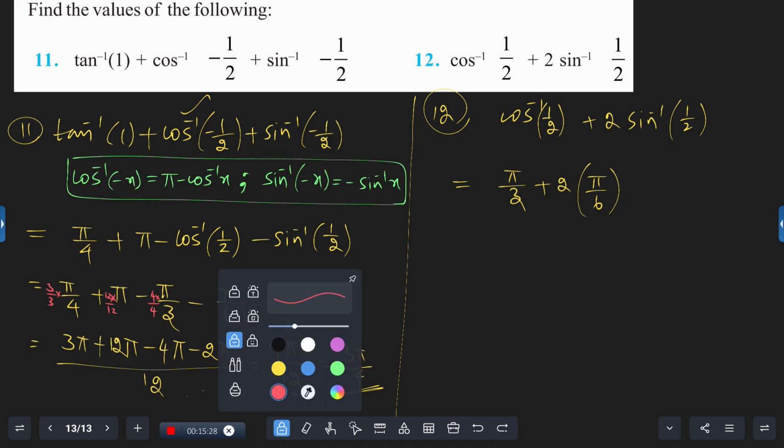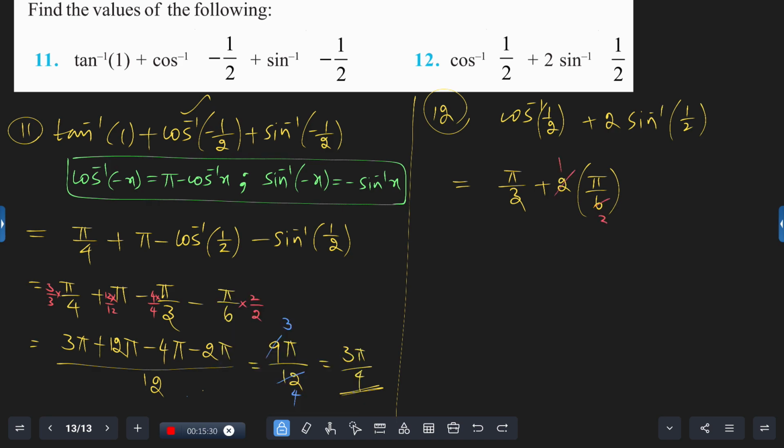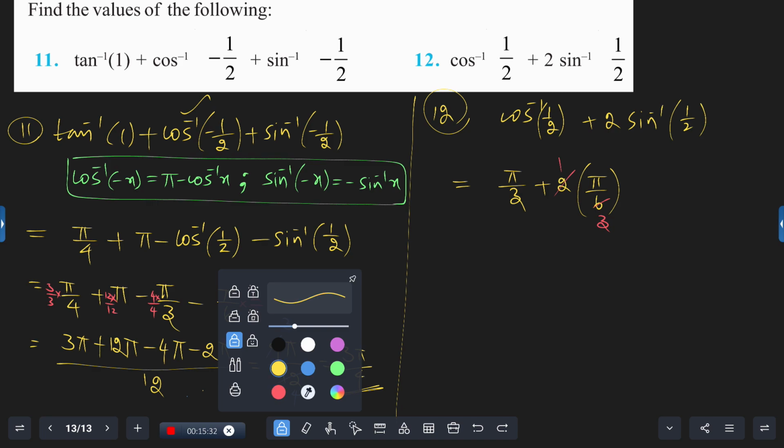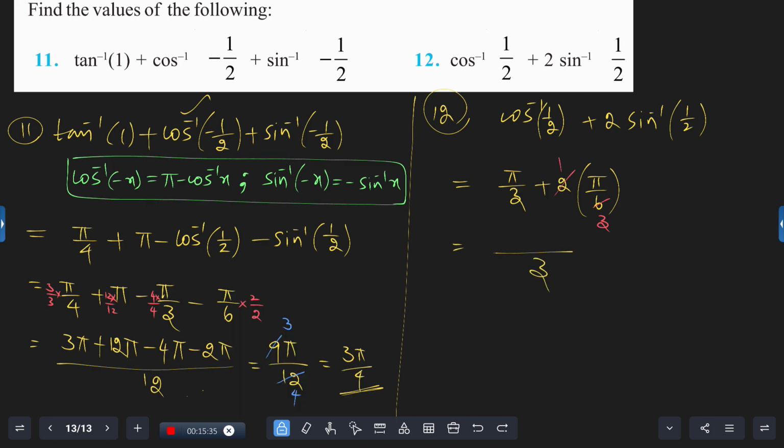Now you can cancel this. 1 2s are how many 2s are? 3 2s are. 1 2s are how many? 3. Now the denominator 3 is the same. Have you noticed it? Denominator 3. So 1 pi plus 1 pi you will be getting, which is equal to 2 times pi divided by 3. Understand? This is the 12th one. Next.